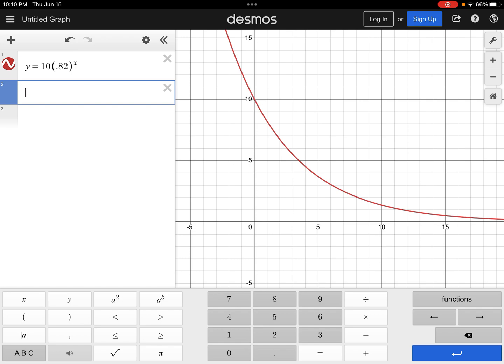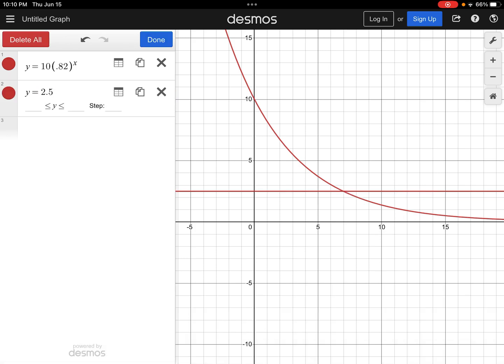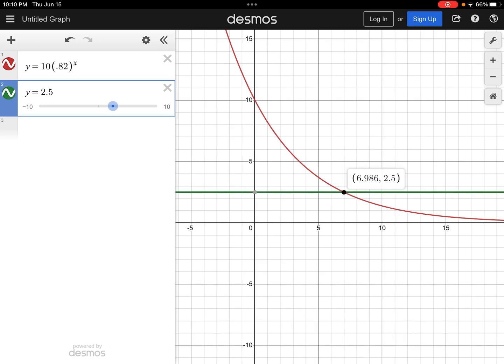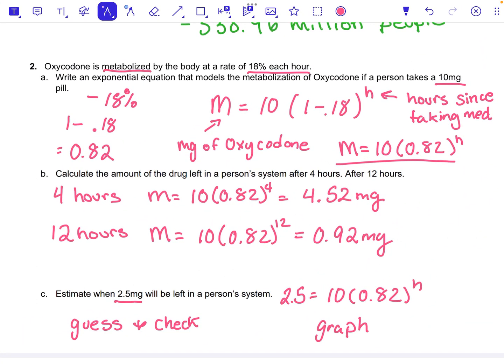So that's one way. And so you just have to be comfortable with playing with numbers and getting to where you need it to be. The other option is similar to one we looked at earlier with linear functions, is I would graph this original function and then I'd graph what I want that output to be equal to. So in this case, I want it to be equal to 2.5. And you'll notice, okay, so I have a line here and I have my exponential function and I look at where they cross. And so in this case, they cross at 6.986. And so if I go back to my problem then, well, 6.986 hours.